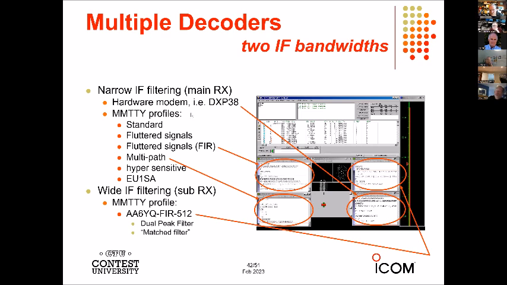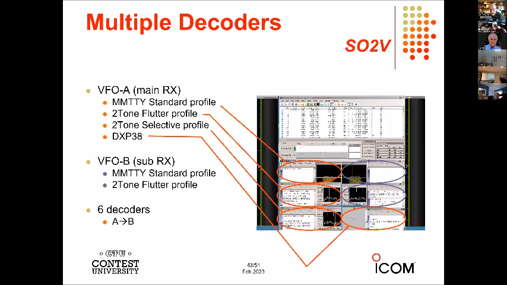Another thing that you can do is set up your second receiver. If you have 2 receivers in your radio, you can set up the second receiver for a different IF bandwidth and put a decoder on that, and have it on the same frequency as your other receiver and have that variation as well.